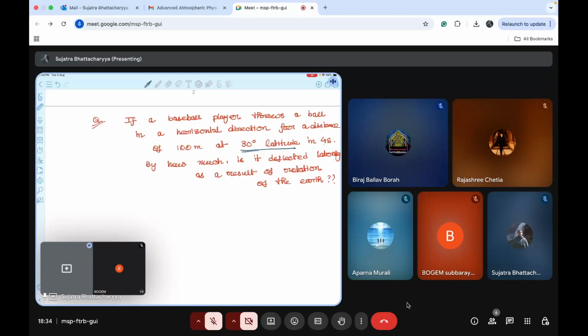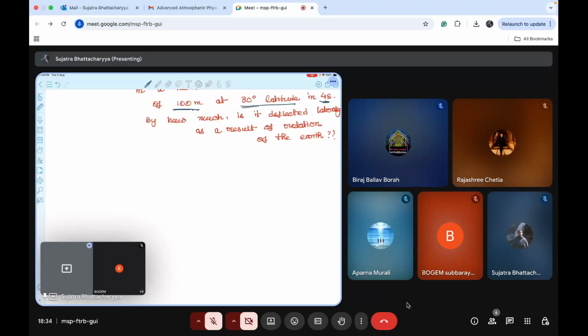So the time is also given. How much distance it has covered, that is also given. The question is how much it is deflected laterally. Let us understand this. So you're on the earth at 30 degrees latitude, and you are throwing a ball in a horizontal direction. Let us say you are throwing a ball in the x direction.